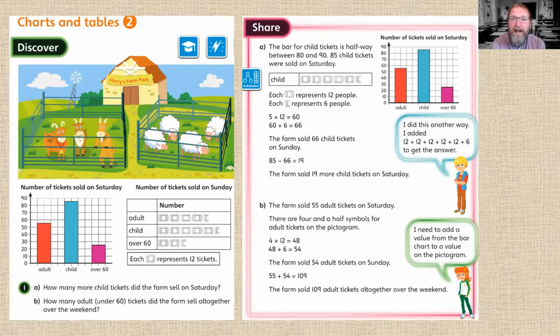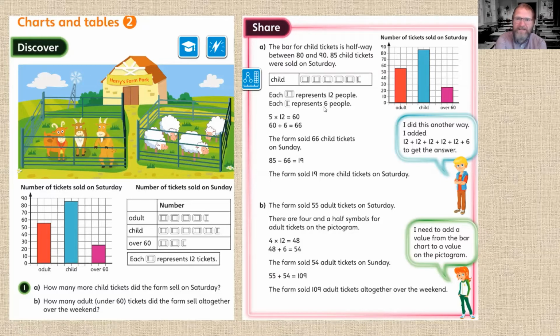So if we have a look at the pictogram, we can see on Sunday, we've got 1, 2, 3, 4, 5, 5.5 tickets in our pictogram. Each ticket represents 12 people. So half a ticket represents half that amount, which is 6 people.